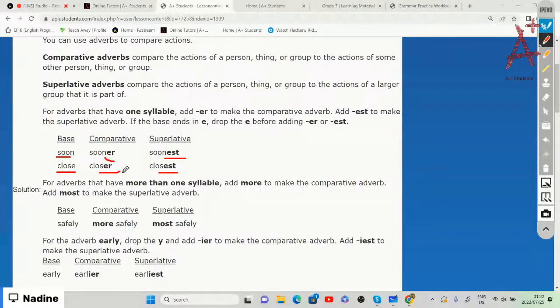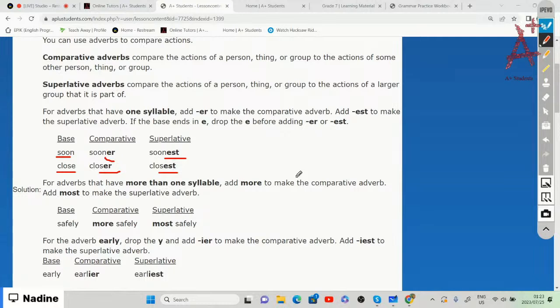And then it also says that for adverbs that have more than one syllable, we then add more to make the comparative adverb. So with the comparative adverb, we add more, whereas with the superlative adverb, we add most. So you're going to add the word either more or most in front of the word.